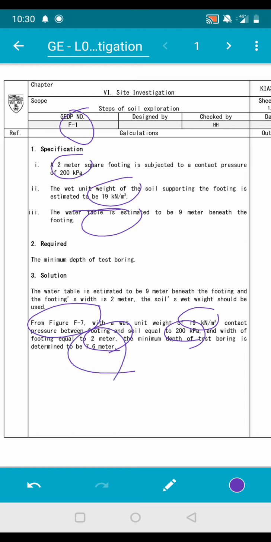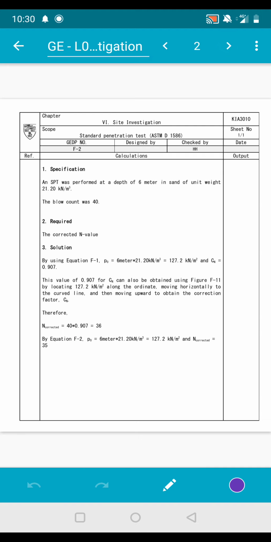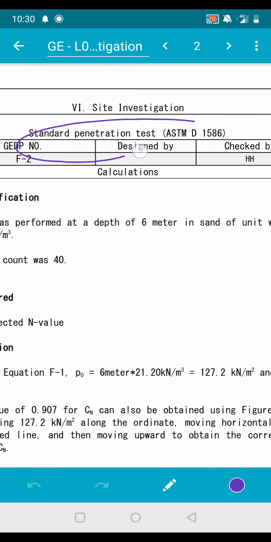So there shouldn't be any problem. Just refer to that figure F7 and you get all this information inside to estimate the minimum depth of test boring. Now let's look at the second problem. So this one concentrates on standard penetration tests.